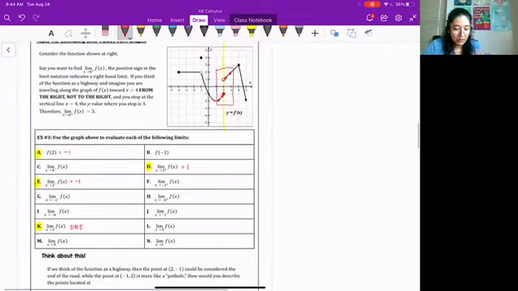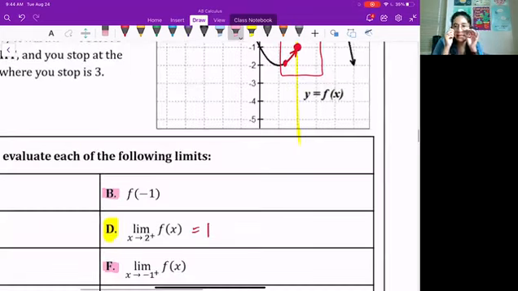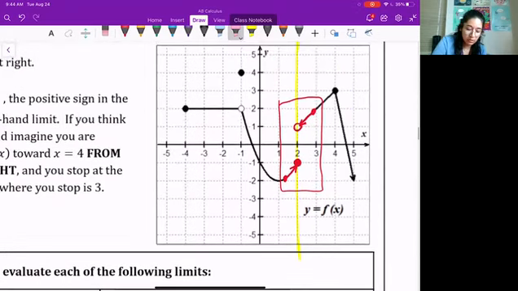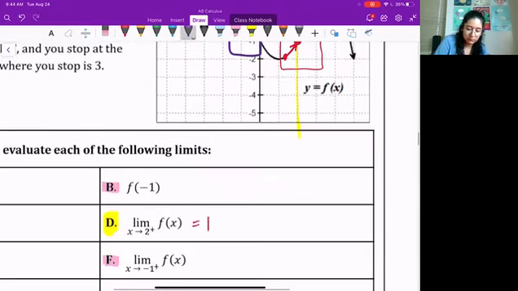Cool. I want to talk about just a couple more. Let's talk about what's going on at -1. So B, G, F, and J. Here at B, they're just asking an algebra 1 question. What is f of -1? Where's my filled in dot? Here it is at 4. Again, this has absolutely nothing to do with my limit. This is just an algebra 1 question.